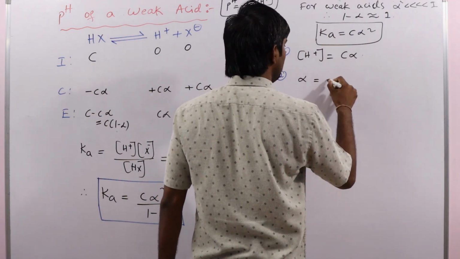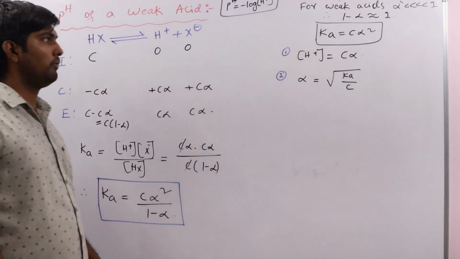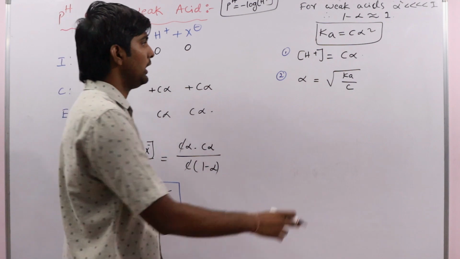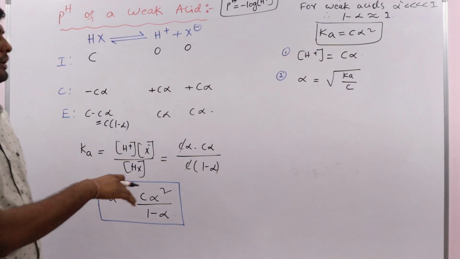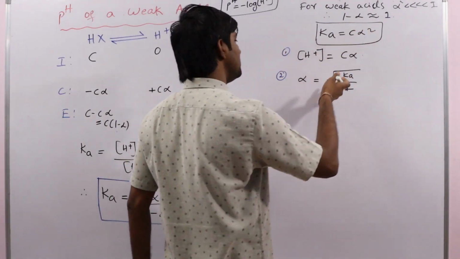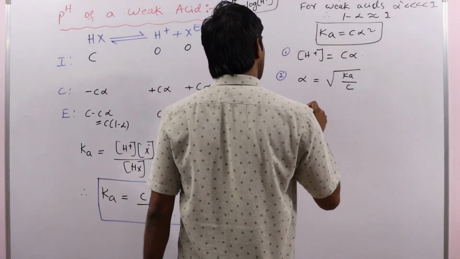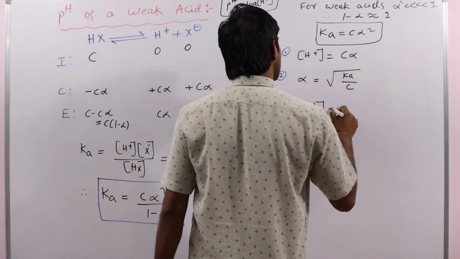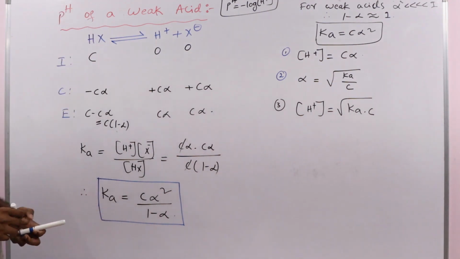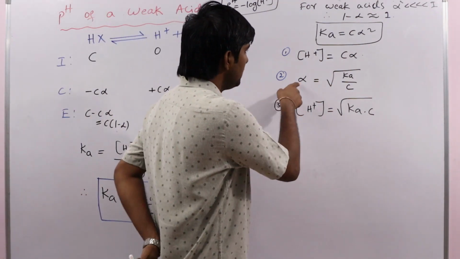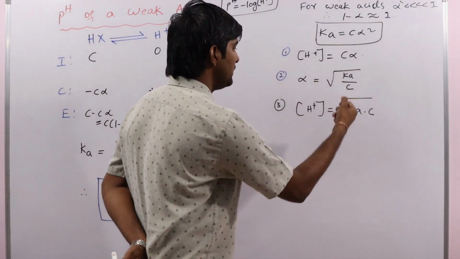alpha is equal to square root of Ka by C. If you simplify this one, we get alpha equal to square root of Ka by C. If you remember this one, from this also we get this. And also we can write concentration of H plus ion is equal to square root of Ka into C. See here, in this formula, in the place of alpha, if you substitute this one, we get this relation.